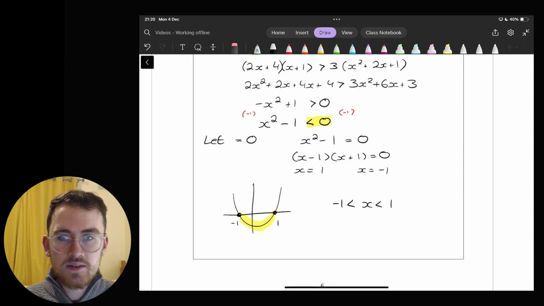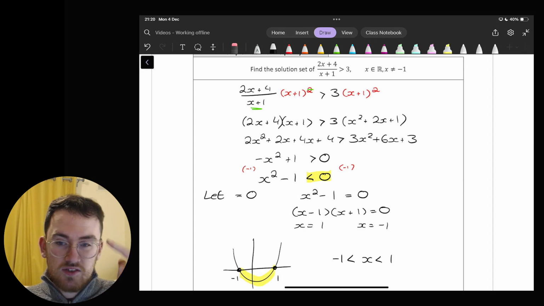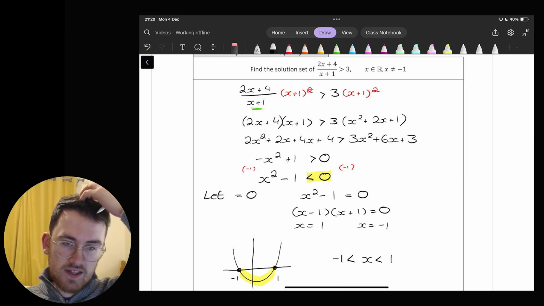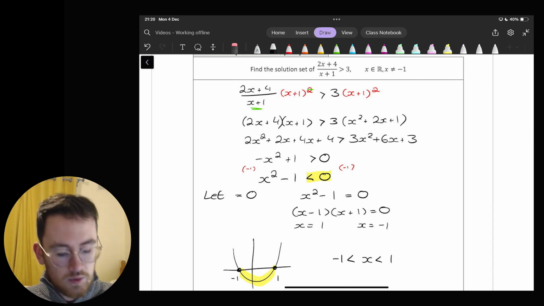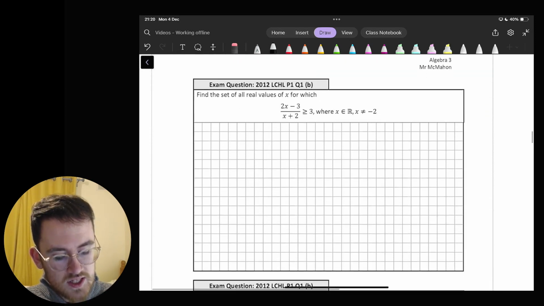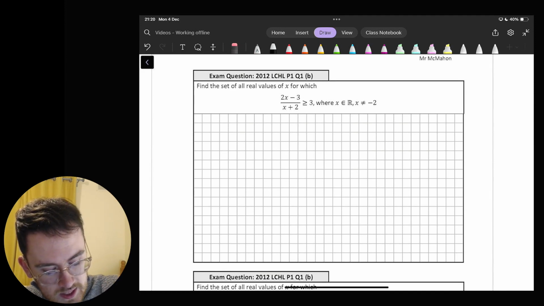So the same idea that we've seen, nothing really particularly new coming in, barring these first two lines. So multiplying by the denominator squared and then rearranging your equation to get your quadratic inequality as before. So let's just jump straight into the exam questions here, because from then on, it's really just the same idea. So 2x minus 3 over x plus 2 is greater than or equal to 3.